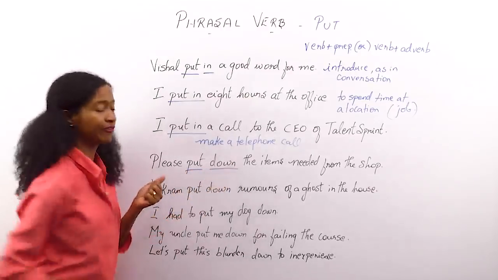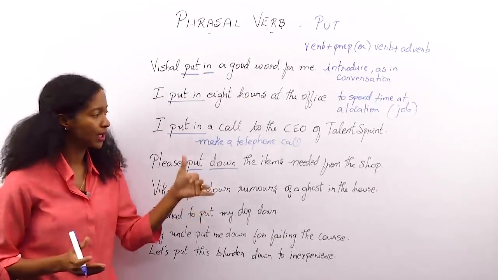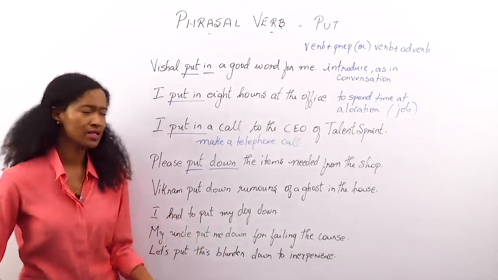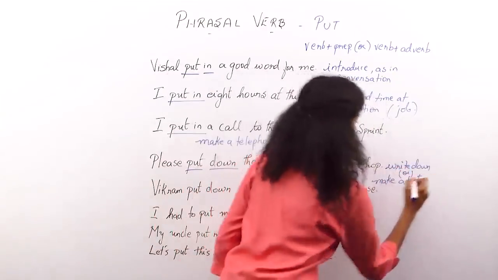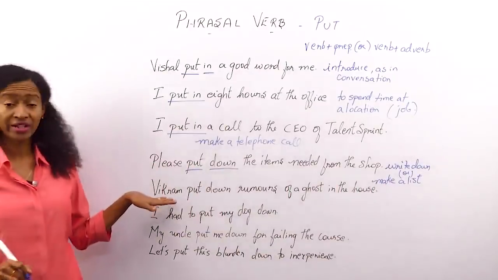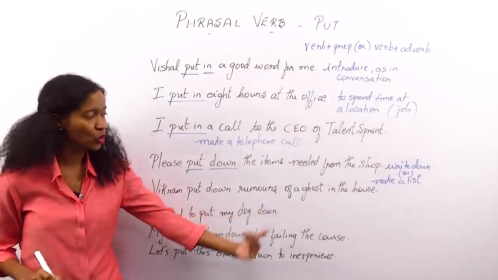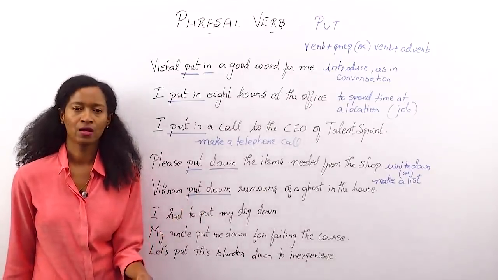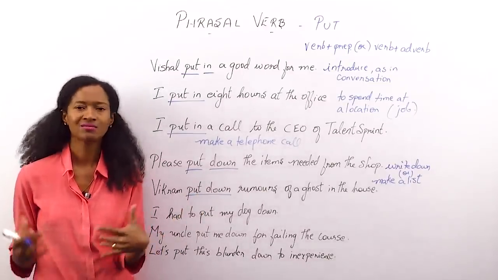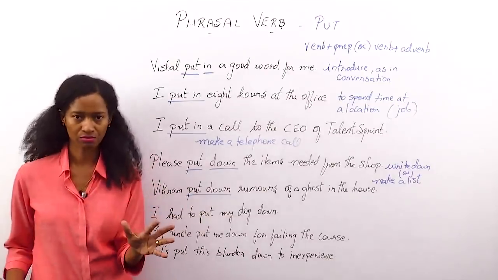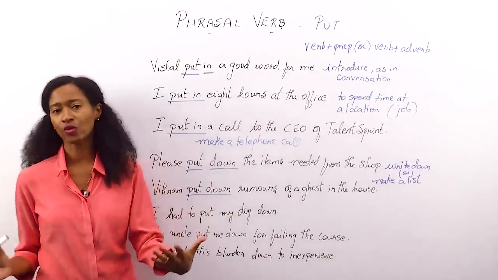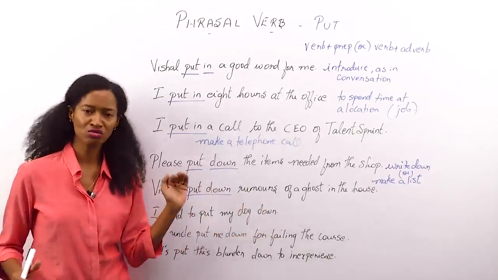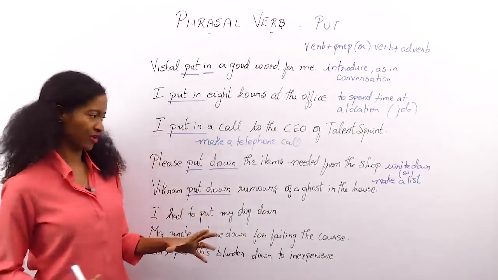Please put down the items needed from the shop. Verb plus adverb combination. So what can this mean? Write down, make a list. Vikram put down rumors of a ghost in the house. Again, put down. To make something ineffective, right? He's saying there's nothing like that. There's no ghost in the house. Don't spread rumors, right? So he put down rumors. So put down means to render ineffective.